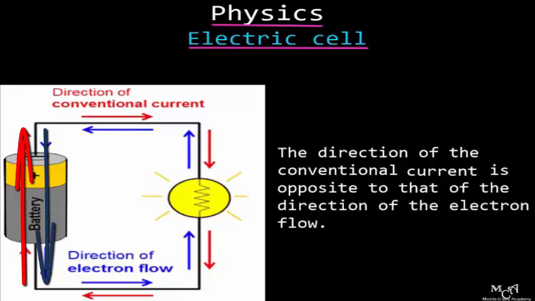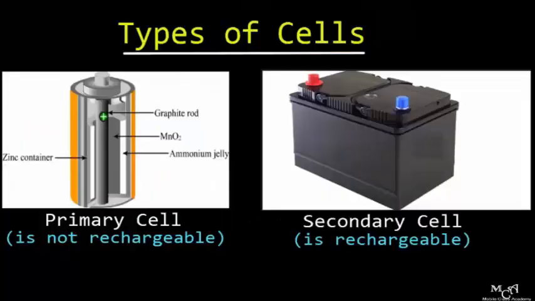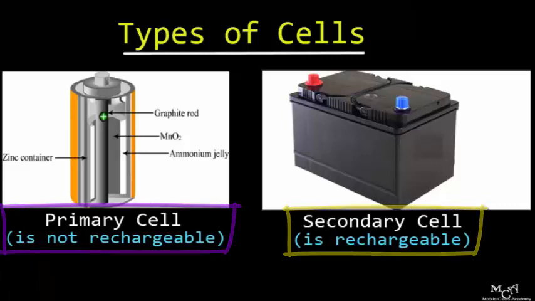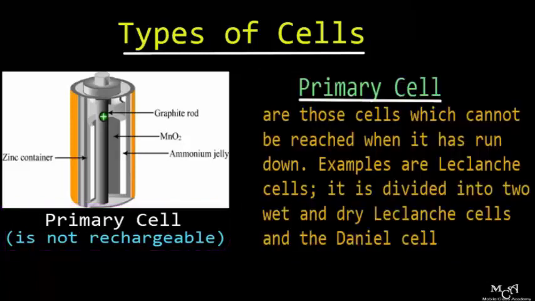Let's talk about the types of electric cells we have in physics. Cells may be divided into two main kinds. We have the primary cell and the secondary cell. One, primary cell. Primary cells are those cells which cannot be recharged when they have run down. An example is the Leclanché cell. The Leclanché cell is divided into two. We have the wet and dry Leclanché cell. And the other example is the Daniell cell.